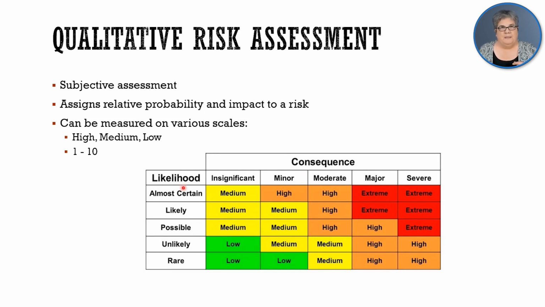So if it's very rare and the consequence would be insignificant, then the risk is low. But if it's possible and the consequence is insignificant, it could be medium. If the consequence is moderate, it could be high. If it's severe, it would be extreme. So you can see the more likely and the bigger the impact, the more extreme it becomes. So that is qualitative risk assessment.